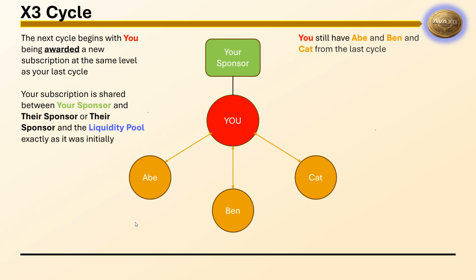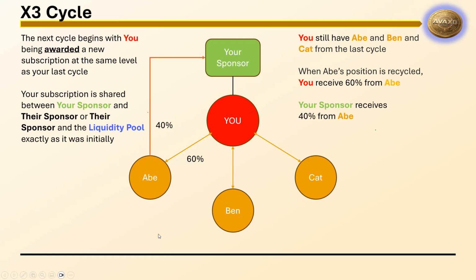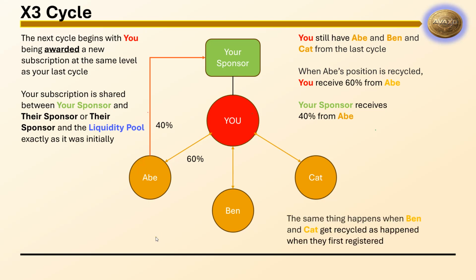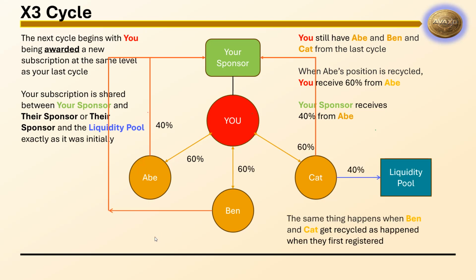So you've still got Abe and Ben and Cat from the last cycle, and so you receive 60% and 40%, assuming Abe was the first one to cycle. And if Ben was the second one, then that's 60% and 40% to your sponsor, and Cat was the third one to cycle, then you don't receive anything, but your sponsor receives 60%, and the liquidity pool receives 40%, exactly the same as before, but the positions may be different. It's whoever cycles first gets in position one, two, and then the last one is the one that cycles last. You don't need to worry about where the money's going.